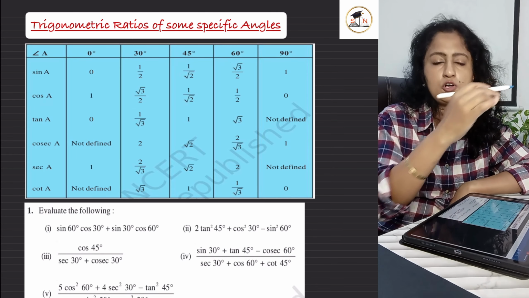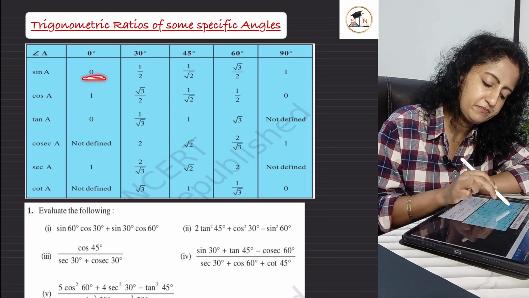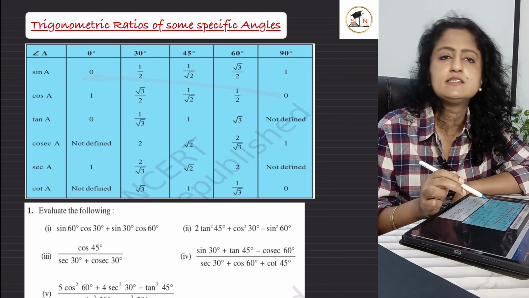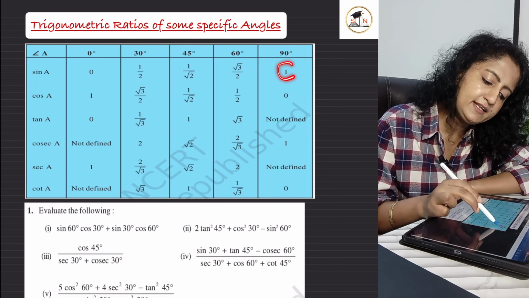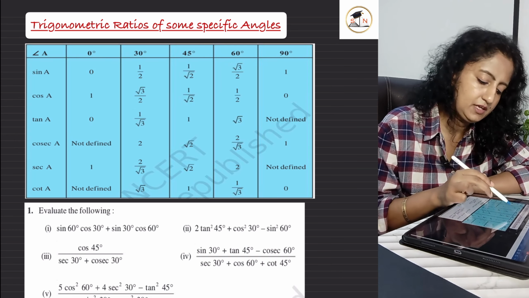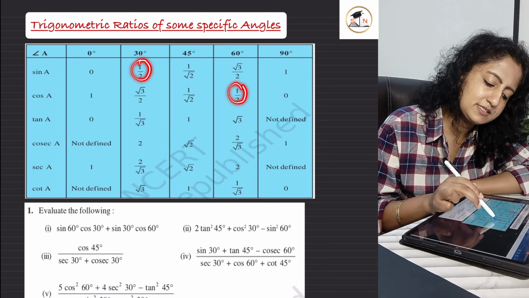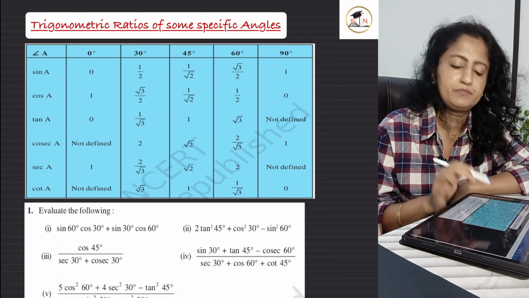Cos A, right? The values of sine and cos are criss-cross. How? Sine 0 is 0, cos 90 is 0. Sine 90 is 1, cos 0 is 1. Sin 30 is half, cos 60 is half. They are the same. Okay.